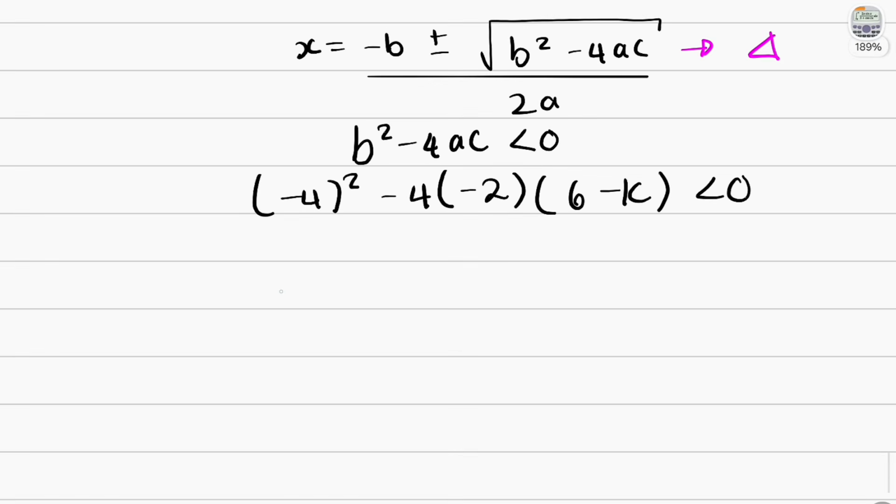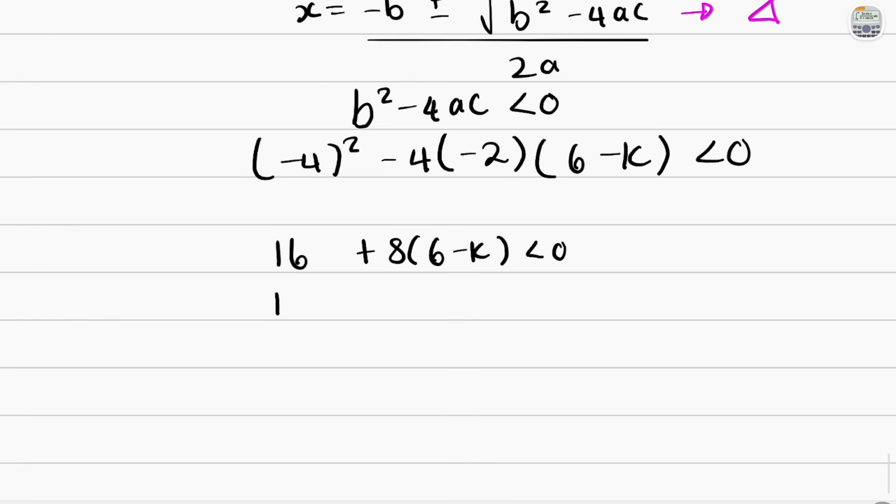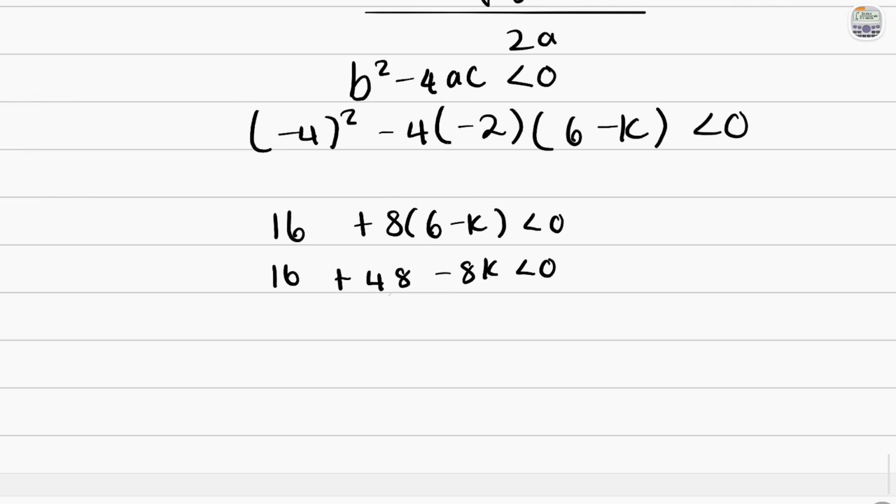Okay, so negative 4 squared is 16, and then this multiplies to become positive 8, multiplied by 6 minus k is less than 0. And so 16, and then if you multiply, we get 8 times 6 is positive 48, and then negative 8k is less than 0, and then add these together. So we're going to have, well, we can leave this here. It's fine, not a problem. And then 16 plus 48, that we can just remove a 4 from there. 20 plus 44 is 64. So you're going to take this positive 64 over, and so it becomes negative 64.